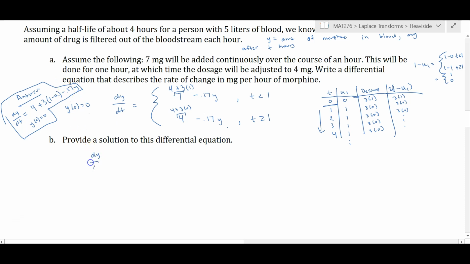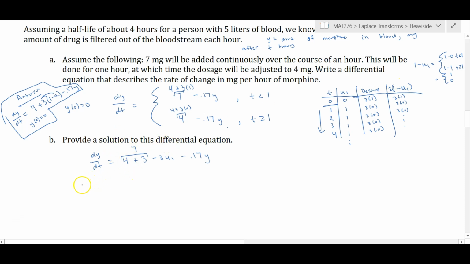So I'm going to begin in exactly the same way we've done with Heaviside, with Laplace transforms, and take the Laplace of both sides. But first I'm going to distribute to make this 4 plus 3 minus 3u1 minus 0.17y. And you do see here, it actually does end up giving us 7, but then I have 7 either minus 0 or 7 minus 3. I guess we could have just fabricated it this way as well. We could have just said that this term needs to be 7 minus 3u1. Maybe that would have been an easier way to think about it, but this works as well.